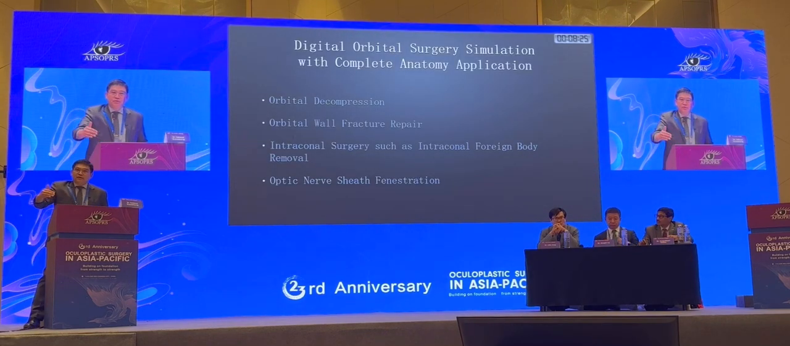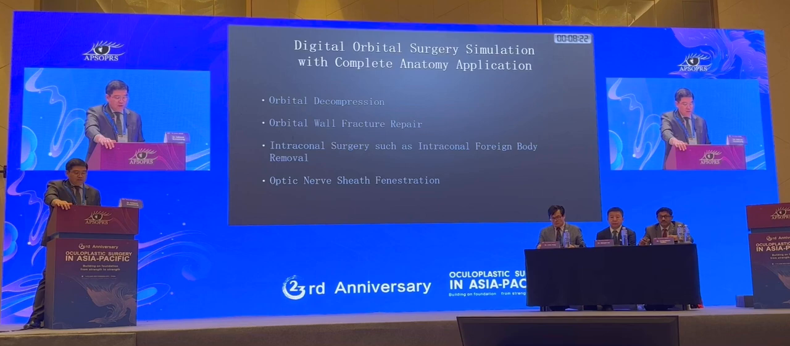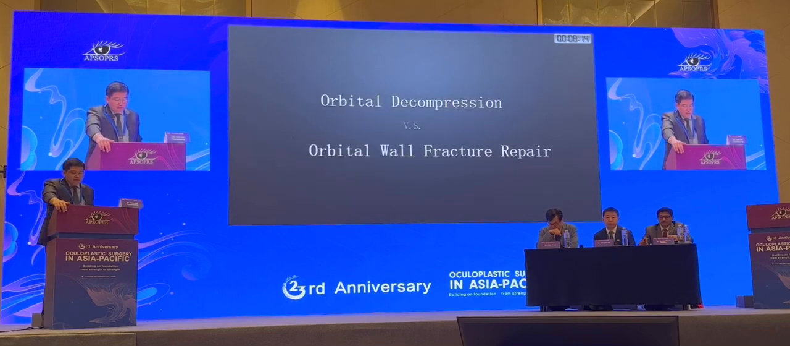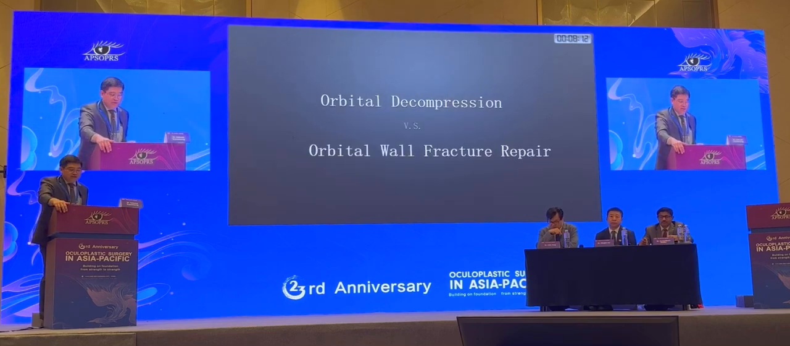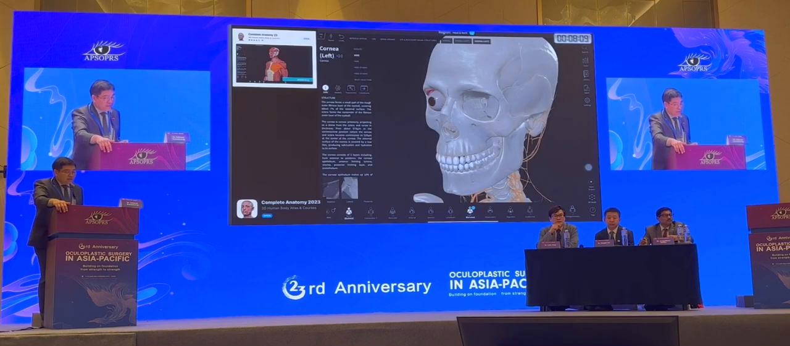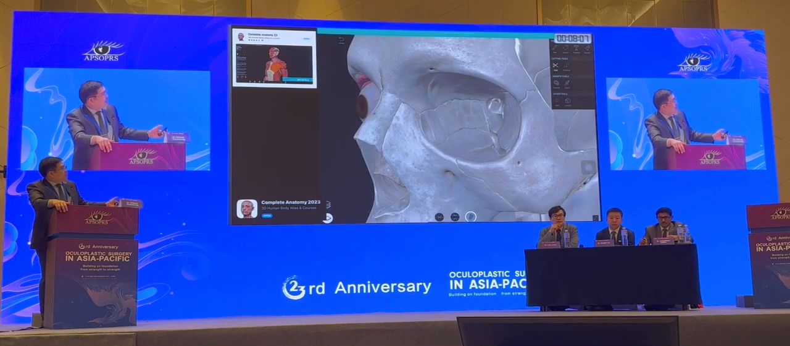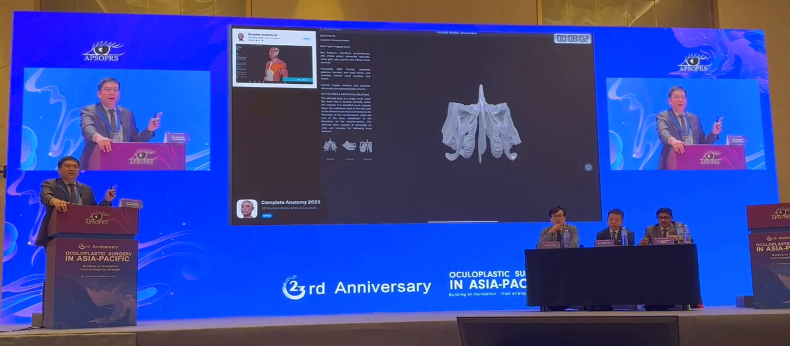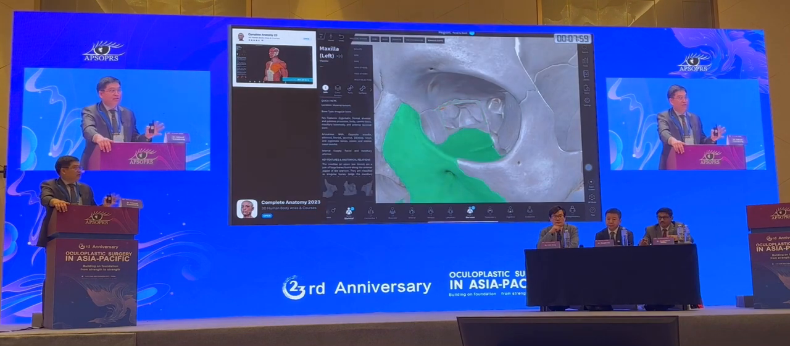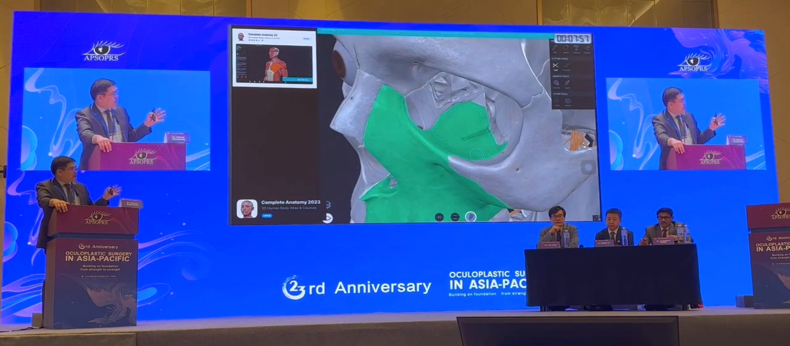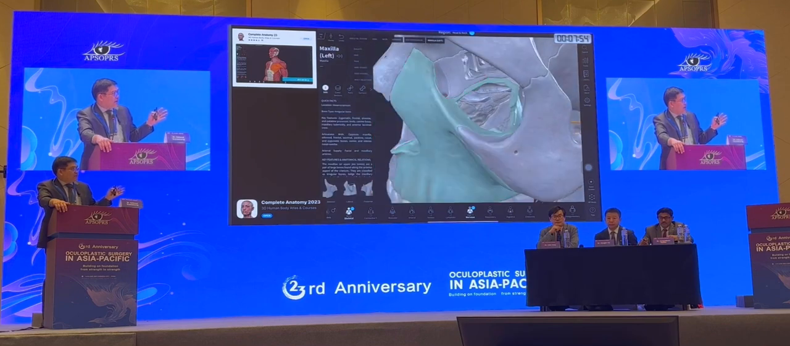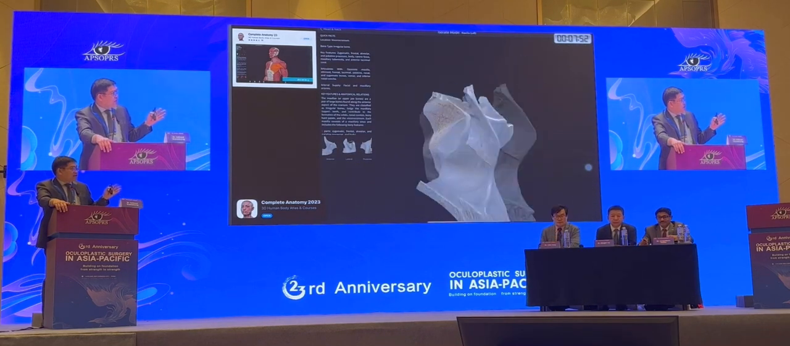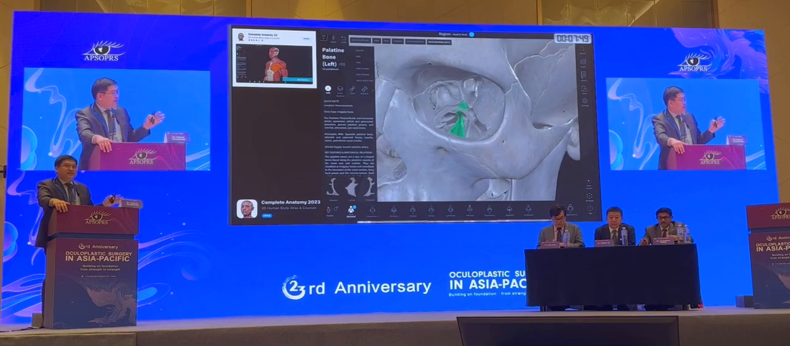So I have applied it to 4 categories of surgery. The first 2 I apply for are orbital decompression and orbital fracture, and orbital foreign body removal and optic nerve sheath fenestration. Let's start with the first one. If you open it, you can see the medial wall, and you can study the ethmoid bone in every direction. You can learn about surface anatomy. You can cut and make, like, an inferior wall decompression. You study the anatomy inside, increasing the confidence.